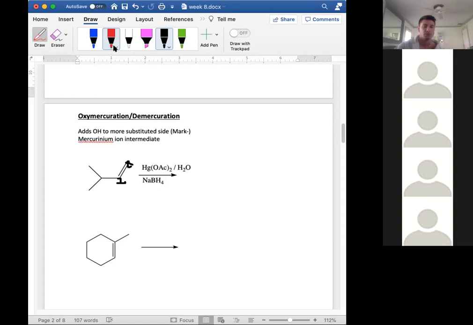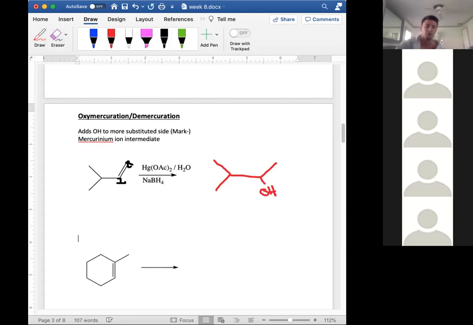John says number 1. Does anybody else agree? Yeah, it will be added to number 1, right? Because that's the more substituted side of the double bond. And it's weird. Do you guys want me to show you how you even get OH onto this, given all this other stuff?